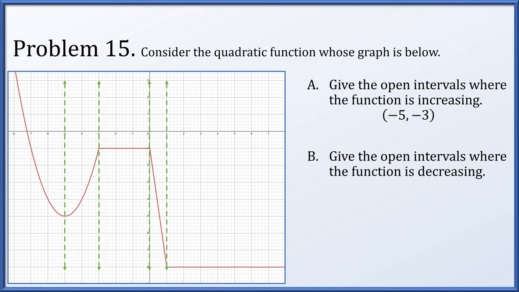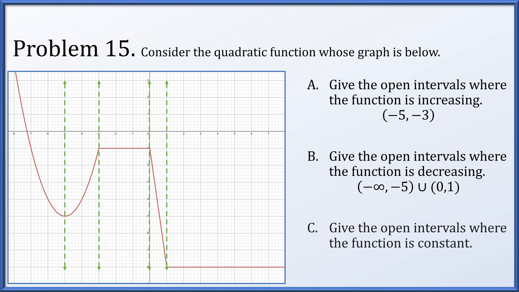But here we also see a linear segment that is also going down. So all the way to the left up to minus 5, that quadratic bit is going down, but between 0 and 1 we have a line going down.